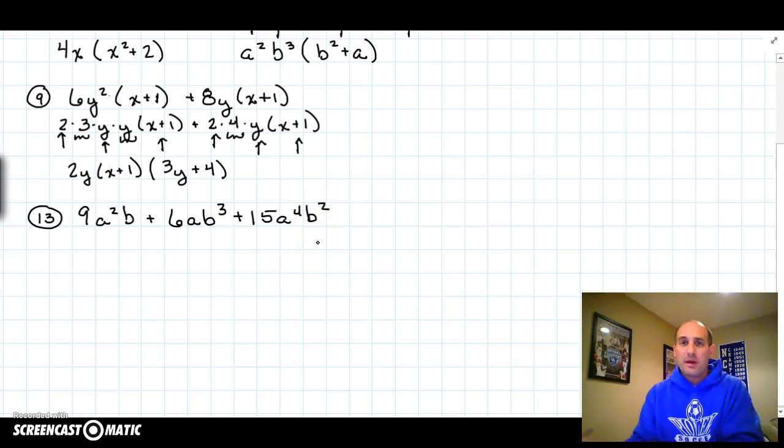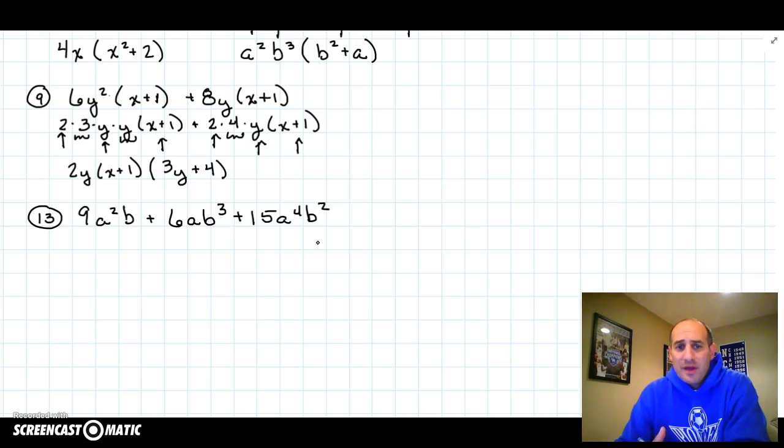I noticed right off the bat here 9, 6, and 15 are all multiples of 3. So I know that 3 is going to go into 9 and 6 and 15, and I'm going to use that idea. When I look at the letters, I got an a squared, an a to the first power in the second term, and a to the 4th. The common part is going to be the smallest exponent, so it's going to be a to the first power. And then when I look at the b's, I've got b to the first, b to the third, and b squared. So b to the first is going to be my common factor for that part.